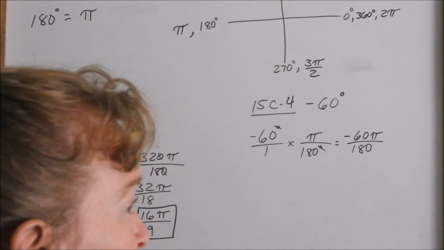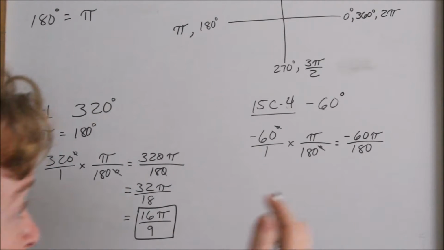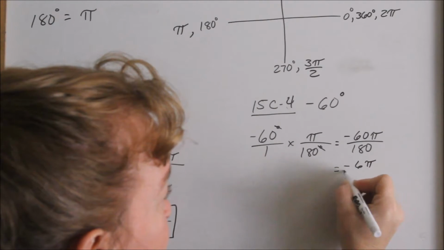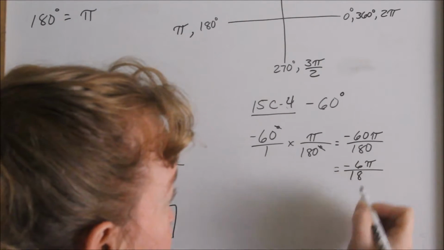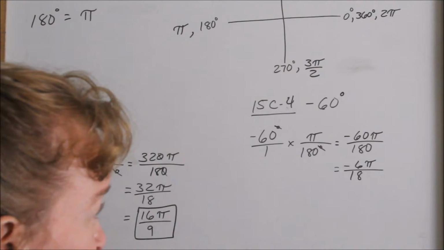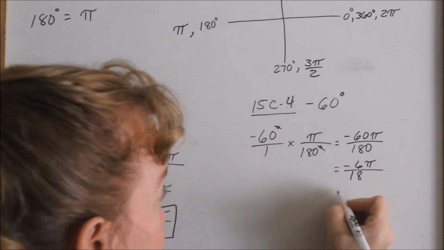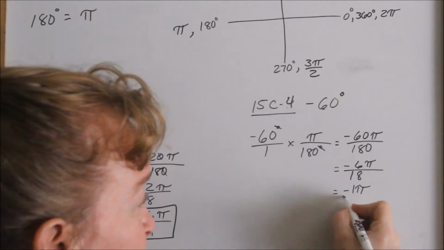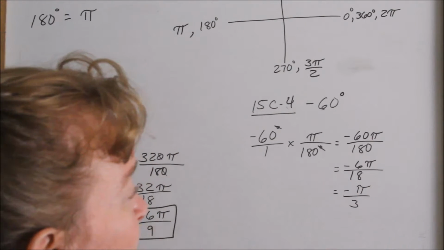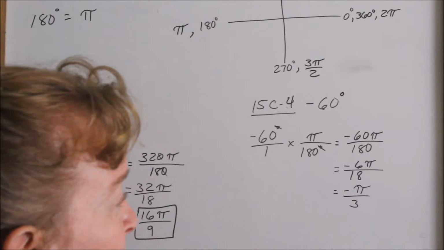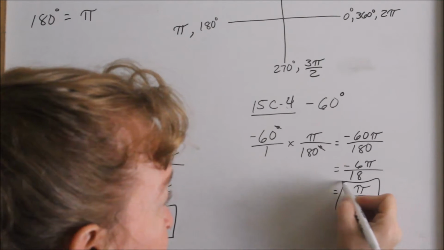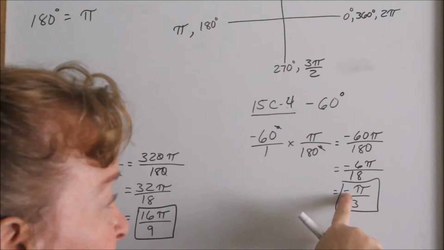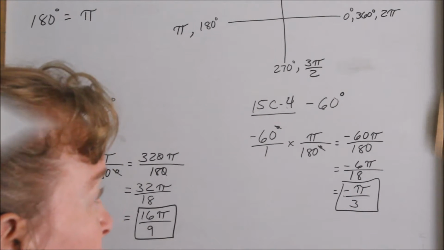Your pi tells you the units, that it's radians. So we can reduce both of those by 10. So that would be negative 6 over 18. We can reduce those again by 6. So this would be negative. You could put the 1 there, but you don't have to. So normally you'll just see it like this: negative pi over 3. So negative pi over 3 is the same thing as negative 60 degrees. The negative just tells you which way you are rotating.